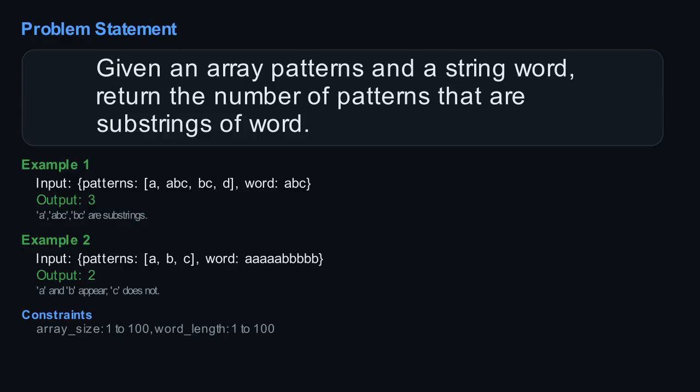For instance, if our patterns are ABC, BC, and the word is ABC, we need to find how many of these patterns can be found inside ABC. We're looking for an efficient count.